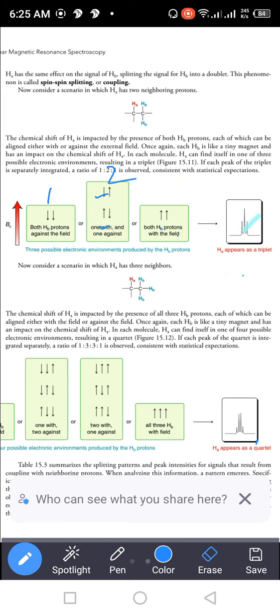Triplet of the peaks always shows 1 2 1 ratio.